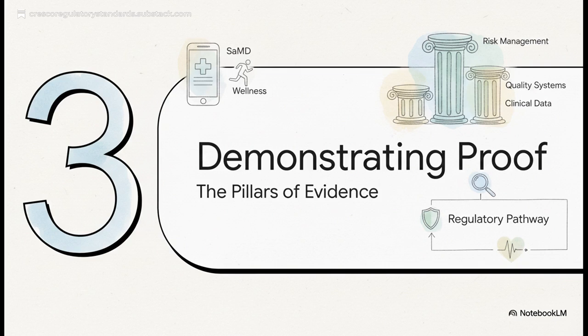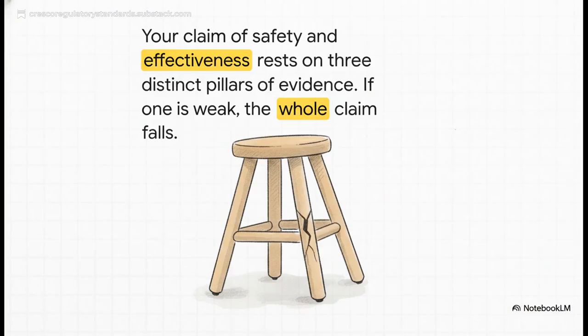Okay, so you've defined your product and you've built it following a quality blueprint. Now we get to the absolute heart of your submission, proving it actually works. Regulators are not just going to take your word for it. You need to provide hard, verifiable evidence, and that evidence stands on 3 very distinct pillars. I want you to picture a 3-legged stool.